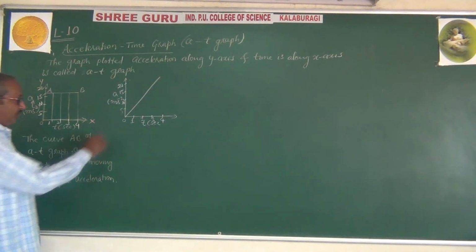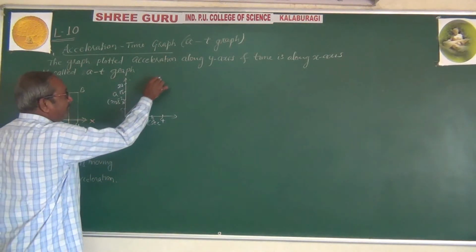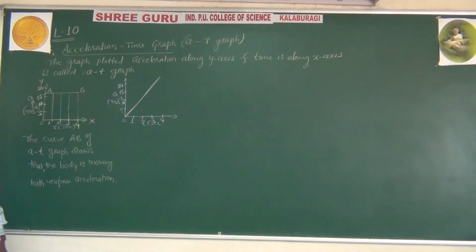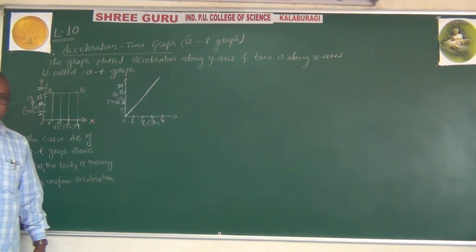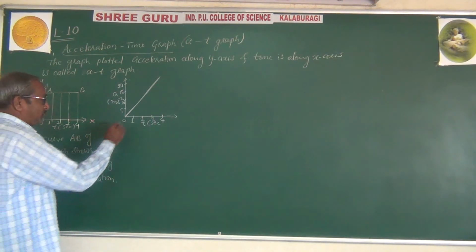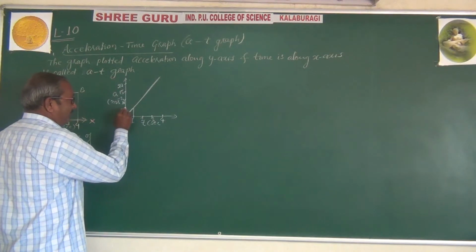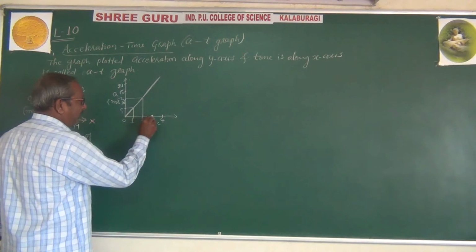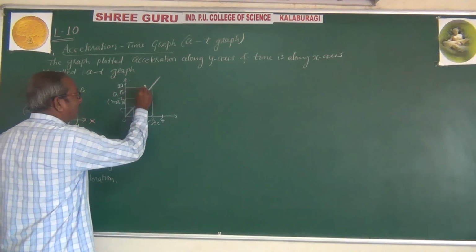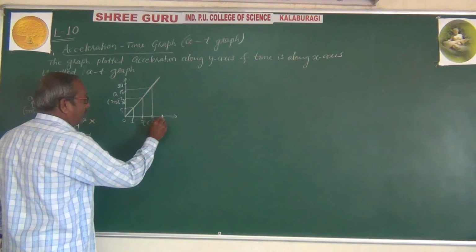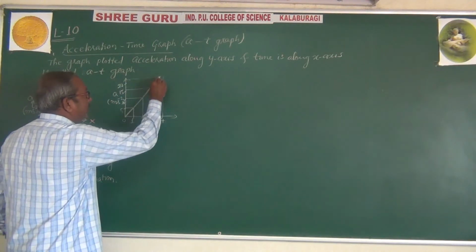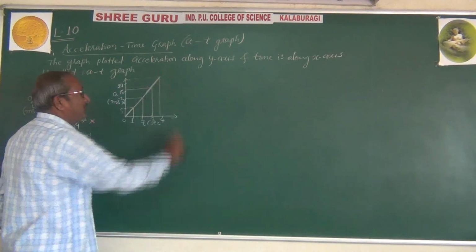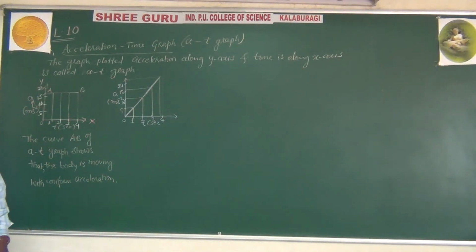And this curve shows that the body is moving with increasing acceleration. Because for the first 1 second the acceleration is 5. For the next second the acceleration is 10. For the next second, the acceleration is more than 15. For the next, the acceleration is more than 20. Means acceleration is going to be increasing. Acceleration increasing means the body is accelerating.